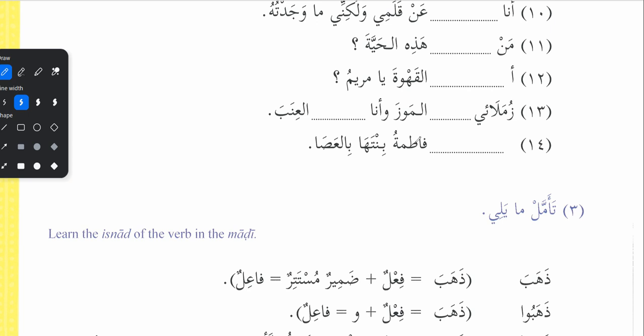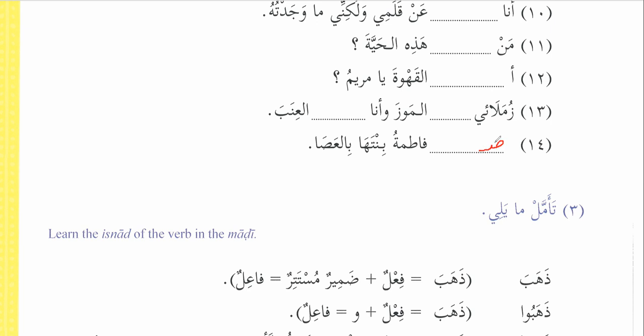She can beat her daughter lightly. Daraba. Now here, daraba is being used for the feminine singular in the ghaib. So we will use the original structure, but if this verb is being used for the feminine singular, we need to attach a ta utanis with it. Darabat Fatimatu bintaha bil asa.